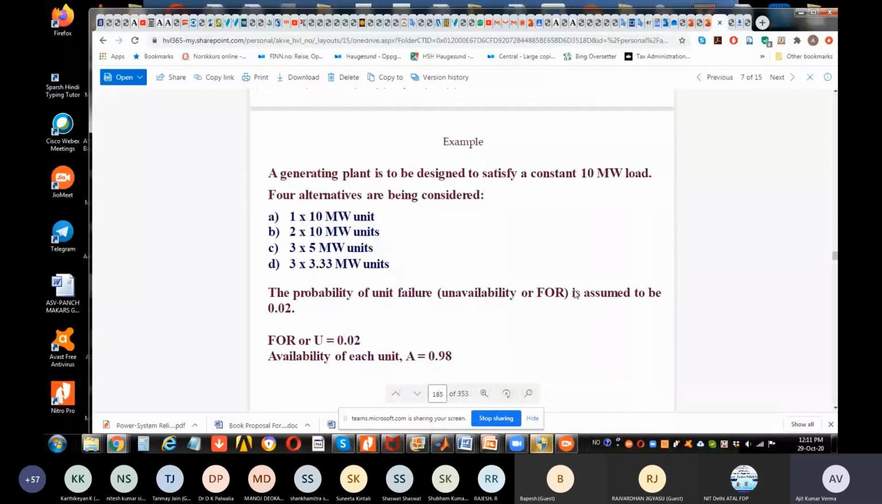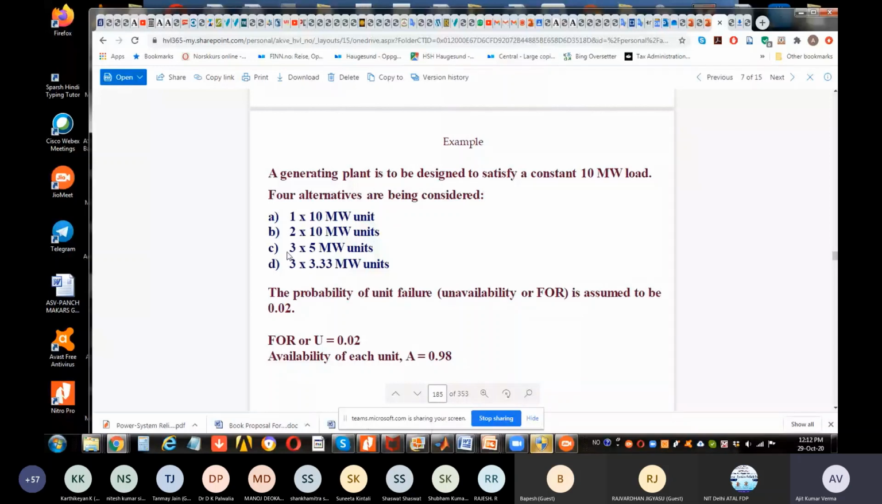Yet another example. A generation plant is to be designed to satisfy a constant 10 megawatt load. Four alternatives are being considered: 1 into 10, 2 into 10, 3 into 5, 3 into 3.33. The probability of unit failure is assumed to be this. Forced outage rate, therefore, the unavailability is 0.02. Availability, therefore, is 98%. You want to service a load of 10 megawatt and various combinations are being thought of. Just one is to use one generation unit with 10 megawatt, two generation units of 10 megawatt, three generation units of 5 megawatt each, three generation units of 3.33.